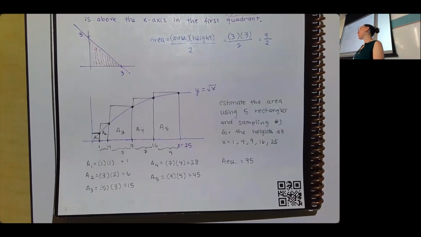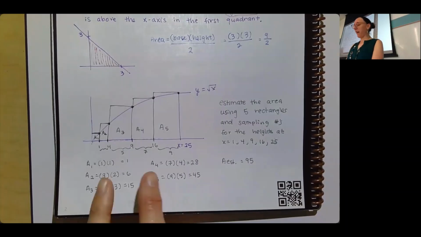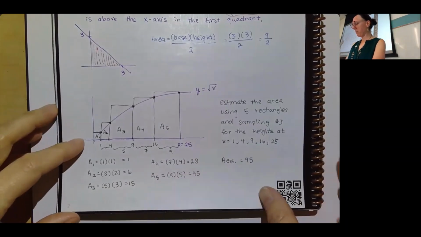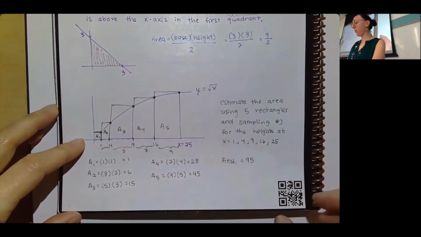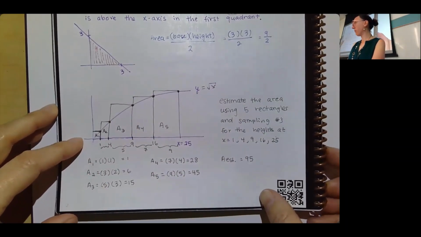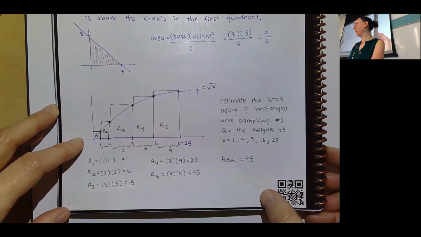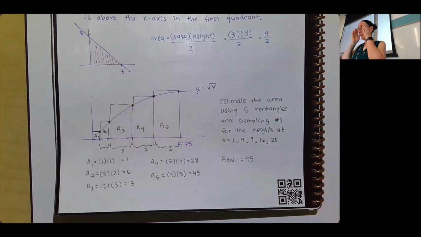I'm going to warn you, we're not always going to get convenient numbers. So what would have happened if we had taken that same graph, but broken our rectangles up differently? I'm going to flip the page. Anyone? I see people still writing. I'll pause for a second.